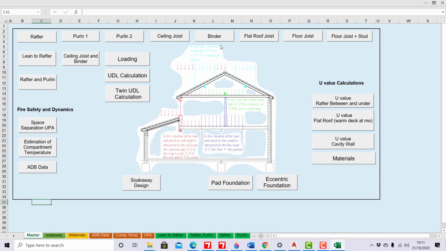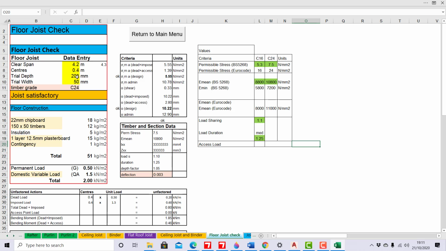The raft, the floor joist, we'll do the floor joist, that's easy. Anything in yellow needs to be input, so you might put 3.2 for the span, for your clear span, and then if you notice the effective span, I just add 100 for that. For the centers 0.4, but it could be 0.3. You may be putting two floor joists in between existing 600 trusses for a loft conversion, so you may end up with 0.3. So that you would put that in.